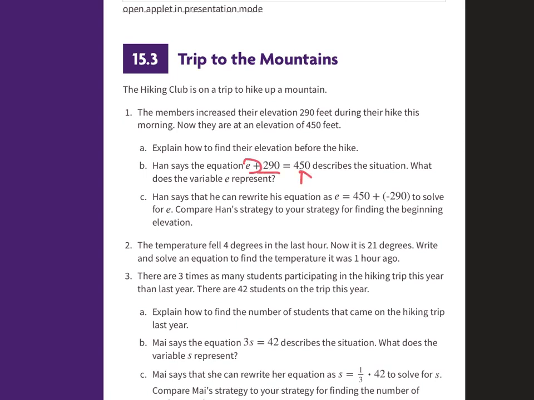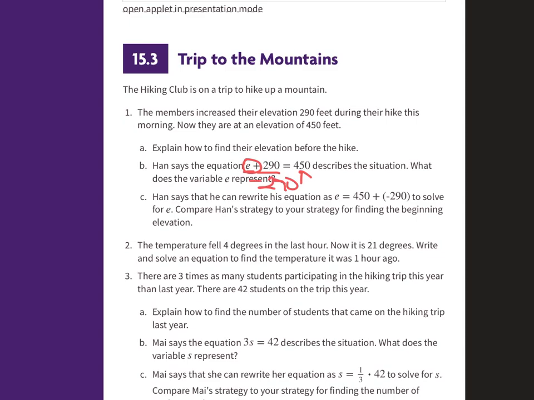So E is where they started. Hans says that he can rewrite this equation as E equals 450 plus negative 290, or 450 minus 290, to solve. Compare Hans' strategy with your strategy we found from the beginning. Well, at the beginning we just could subtract. Remember, we want to get the variable by itself, so to get rid of a positive 290, we subtract 290. The book likes to add a negative. Adding a negative and subtracting is the same thing.